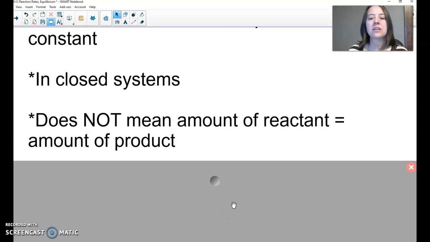It does not mean that the amount of reactants equals the amount of products. So this is a common misconception, that it'll be like, oh, well, I'm going to have 1 mole of reactants and 1 mole of products. It's not necessarily that. It's just that the concentration of the reactants stays the same.